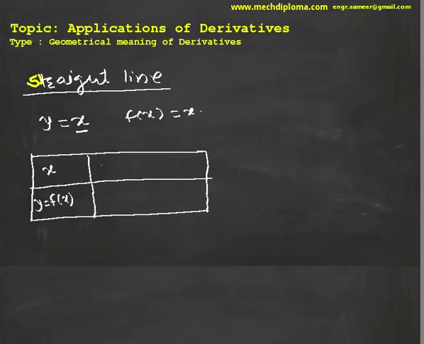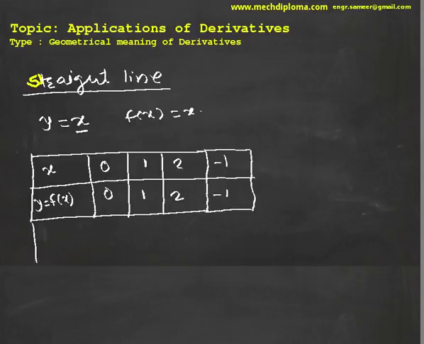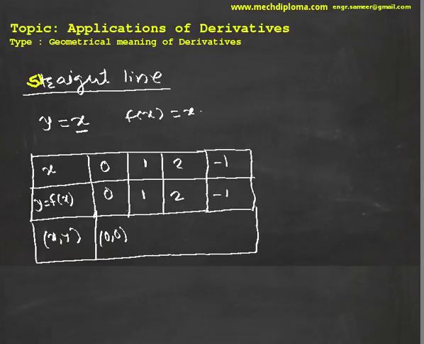So if I take x as 0, then f of x is equal to 0, so y also will be 0. If I take 1, this will be 1. If I take 2, this will be 2. If I take minus 1, this will also be minus 1. Now let us make one more row for the point x and y. The first point will be 0, 0, this will be 1, 1 because y is equal to x is the equation, and this will be 2, 2. Similarly for minus 1, minus 1.